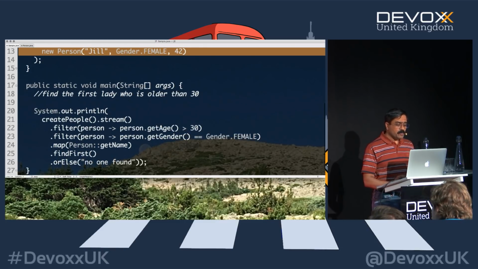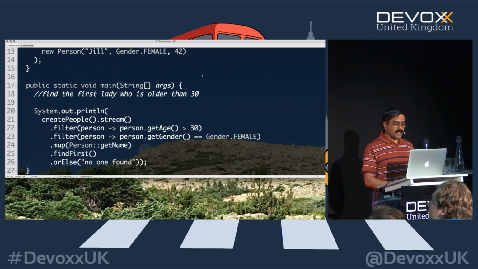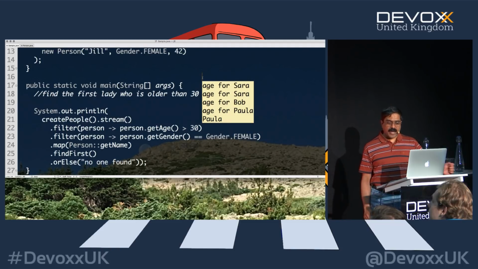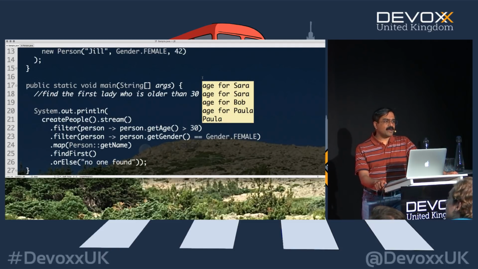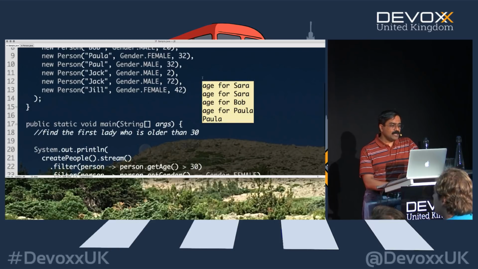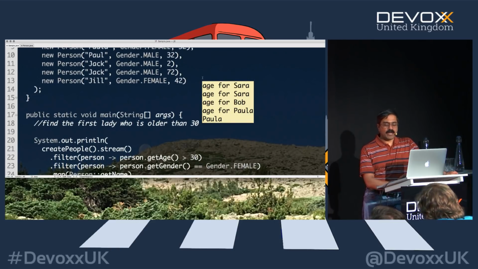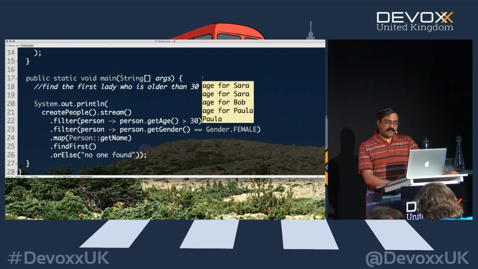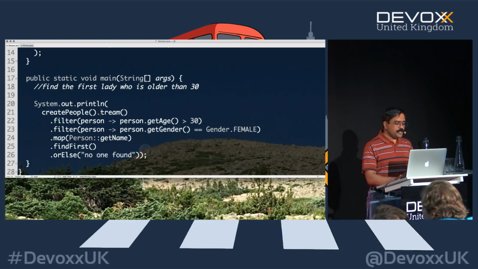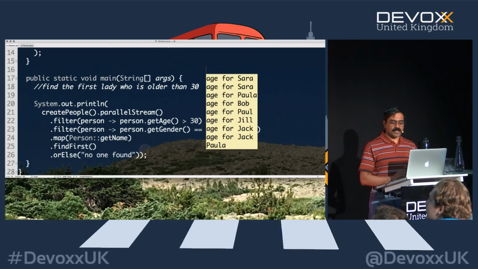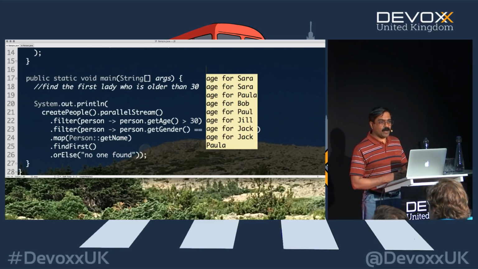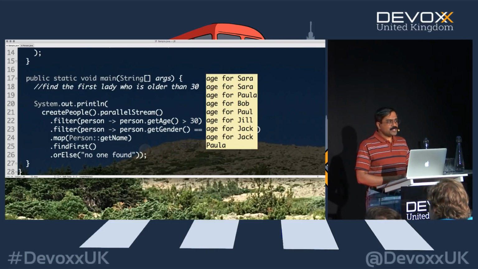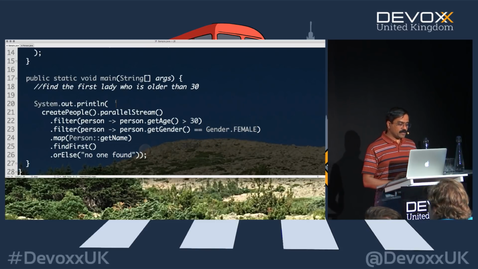Is that really true? Well, let's run the code and see if that's really true. And notice it asks for the age of Sarah, Bob, and Paula, but it never touched Paul, Jack, and Jill because Paula is the result and the find first bails out. Unfortunately, though, the minute you turn parallel, what's going to happen? The minute you turn parallel, you actually notice you ask for age of a lot more objects. Well, let's understand this with a little example here.